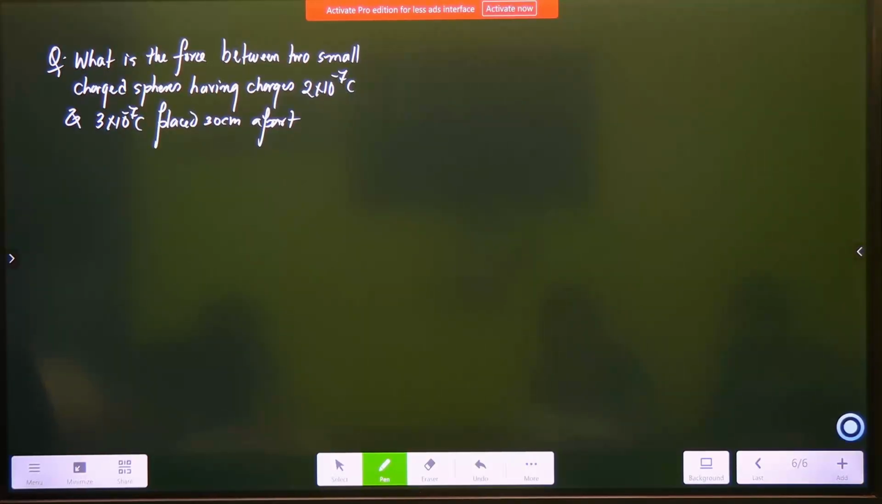What am I asking you to find? What did I ask to find out? Force. The charge values are given, the distance of separation is given, but the question is incomplete. What is missing? Small charged spheres are like two beads of your necklace. What is missing?